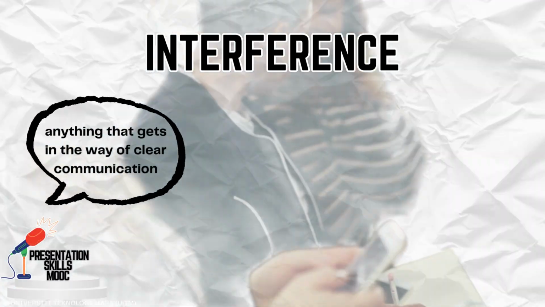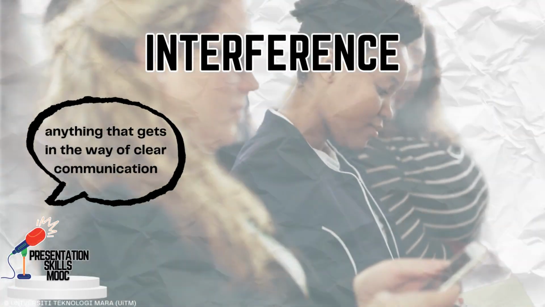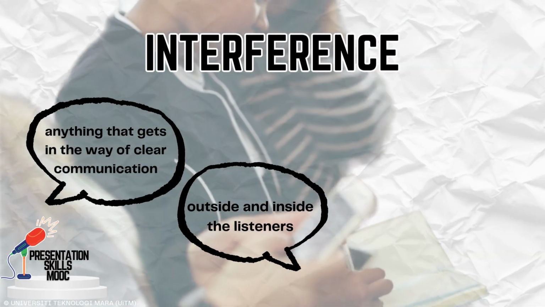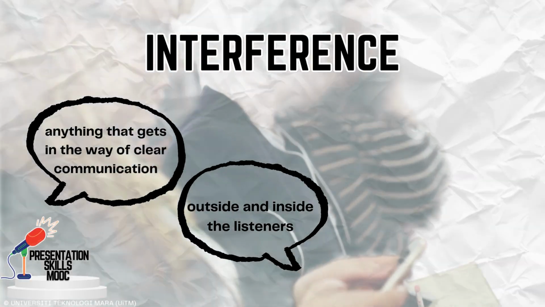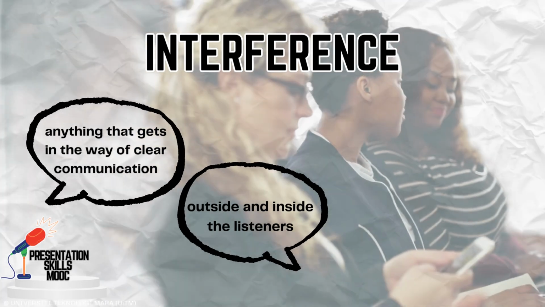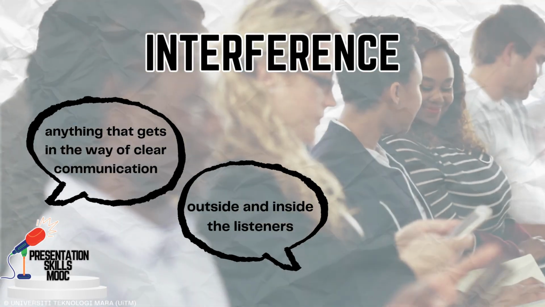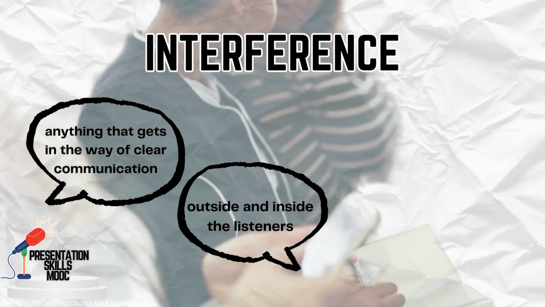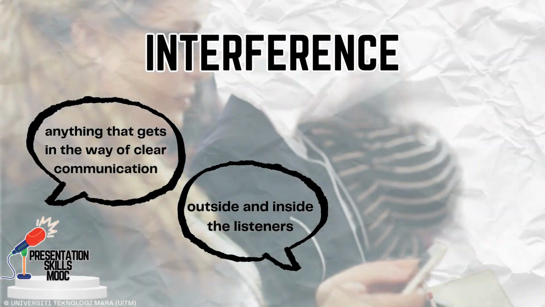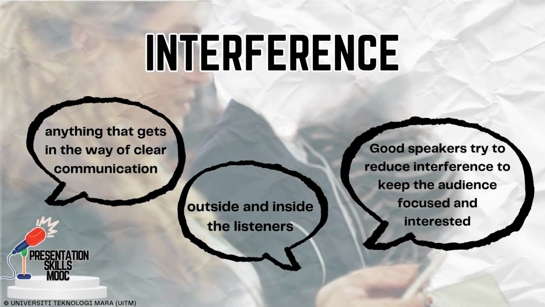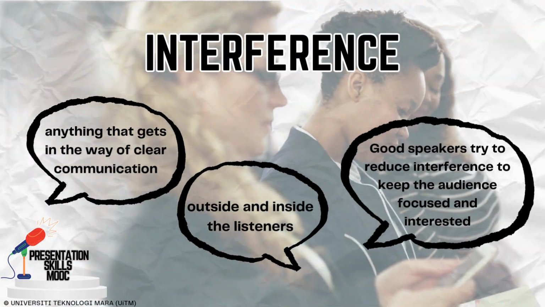However, there can be interference. Interference is anything that gets in the way of clear communication. It can come from outside, like traffic noise, people talking, or even the temperature of the room. It can also come from inside the listener themselves, such as tiredness, stress, or distractions by emotions. Good speakers try to reduce both kinds of interference so they can keep the audience focused and interested.